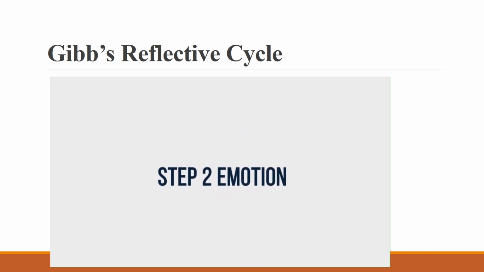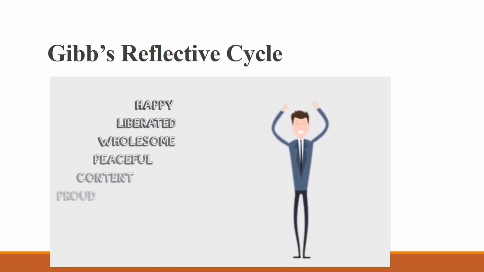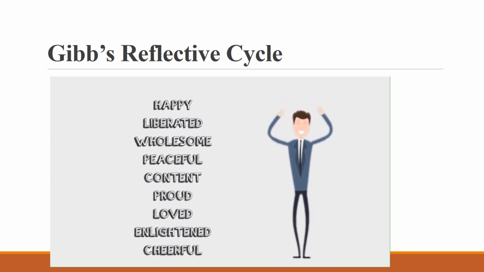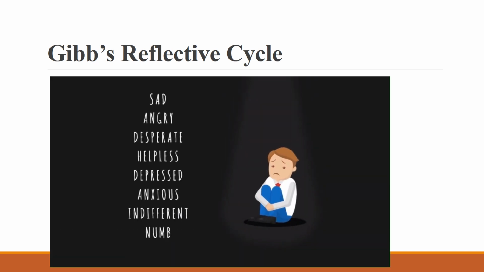Now we are going to step 2, emotion. The question to guide you in step 2 is, how did it make you feel? In this step, you need to identify and recognize the emotion you felt related to the experience. You can use keywords like happy, liberated, wholesome, peaceful, content, proud, love, enlightened, or cheerful to describe your positive emotion. Or you can also use words like sad, angry, desperate, helpless, depressed, anxious, indifferent, numb, etc. to describe your negative feelings.